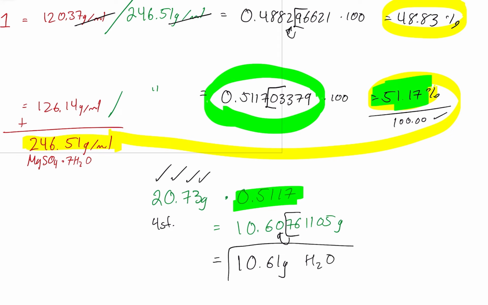So of my 20.73 grams of my entire magnesium sulfate heptahydrate, 10.61 grams of that is made up of water, because any sample of that magnesium sulfate heptahydrate is going to be made out of 51.17% water.